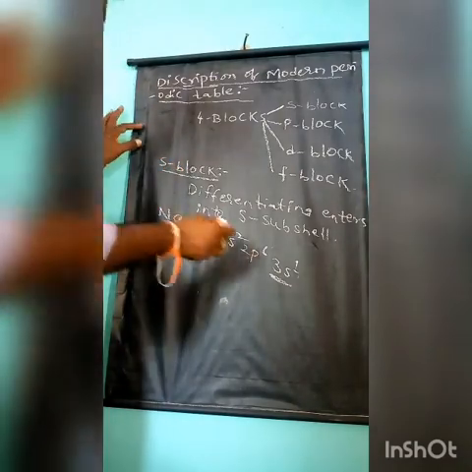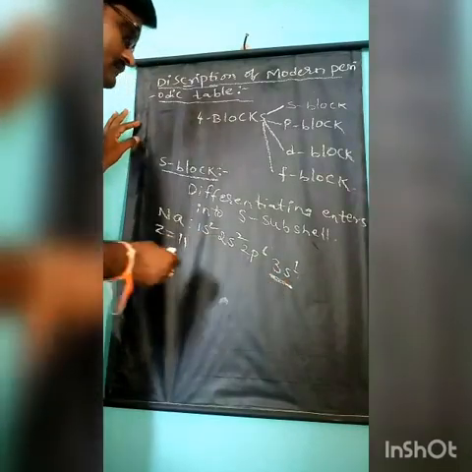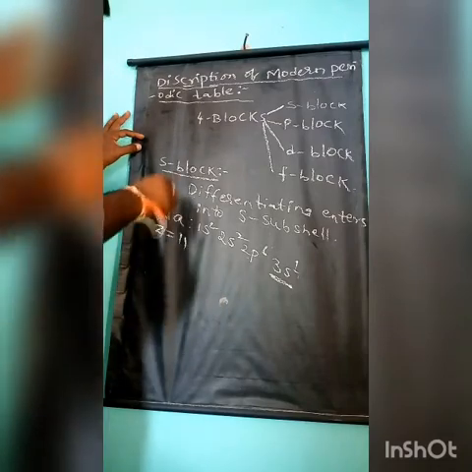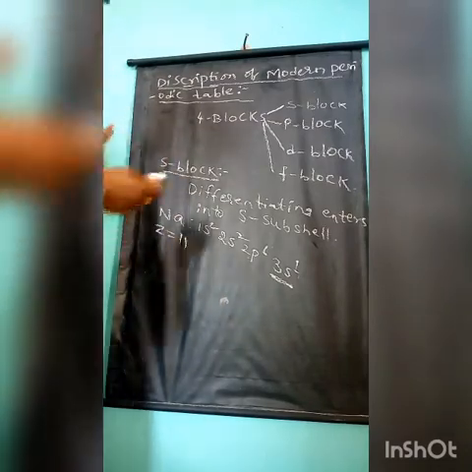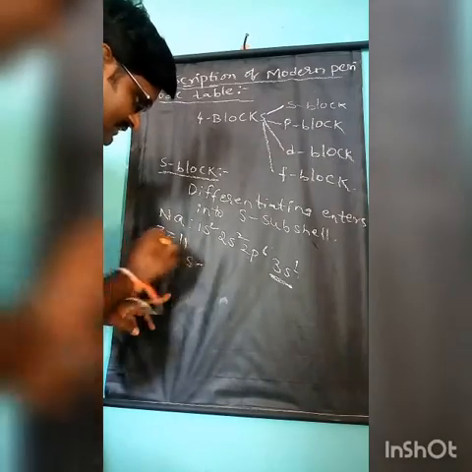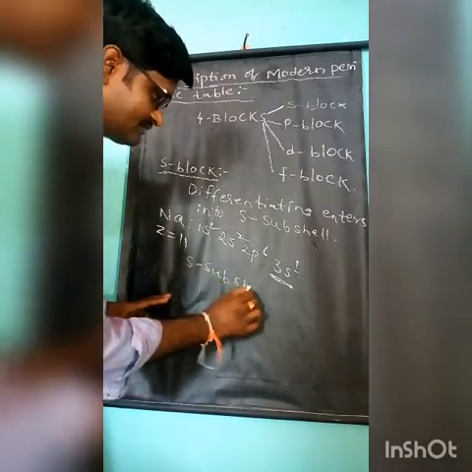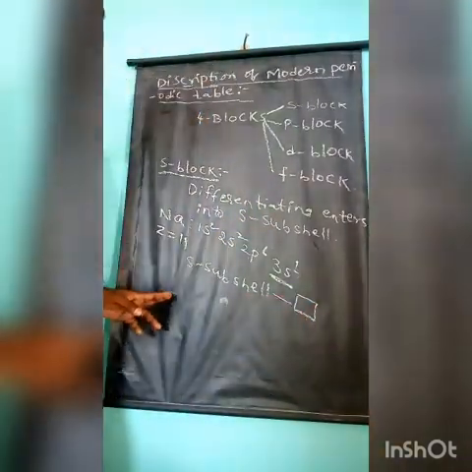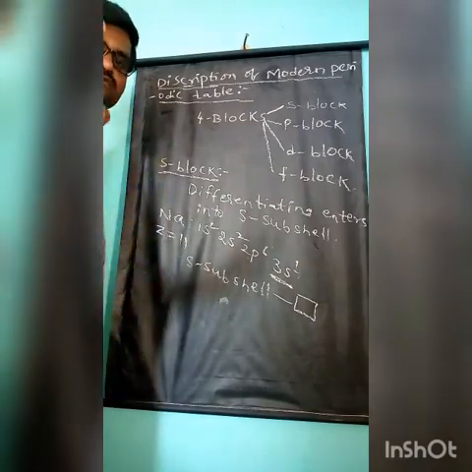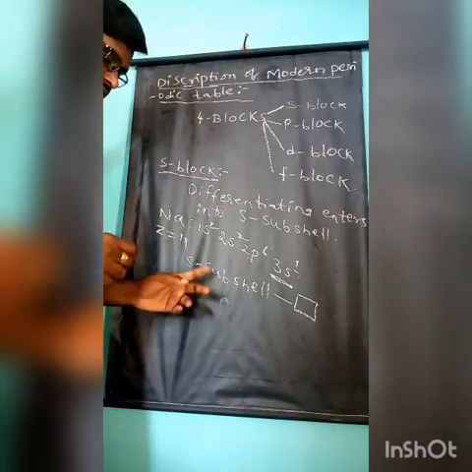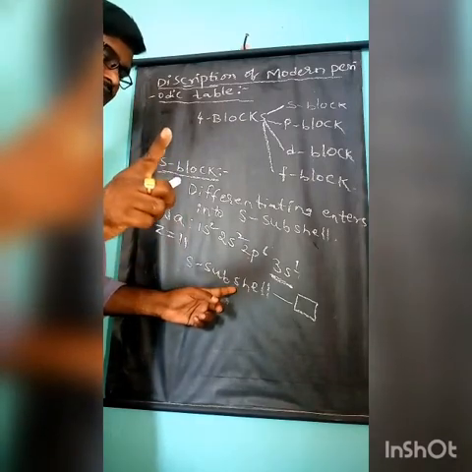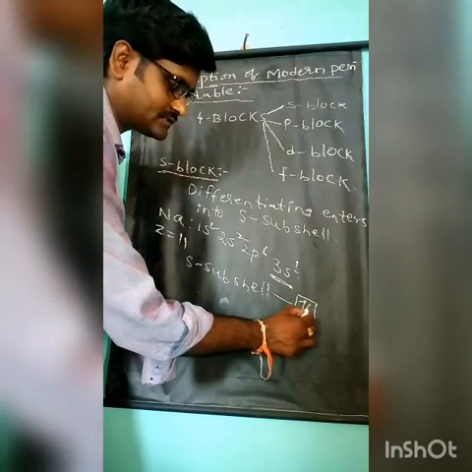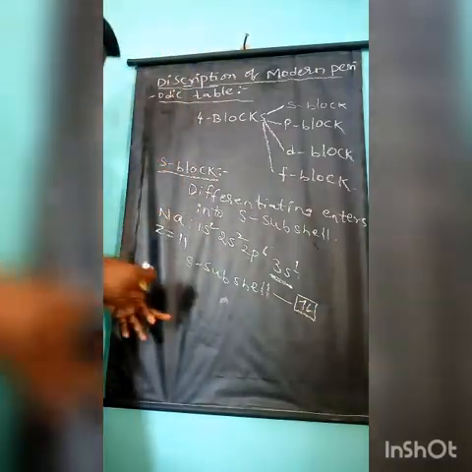Clear? So sodium belongs to S block, potassium belongs to S block elements. Totally, how many groups does this S block contain? Let me determine. The S subshell contains one orbital, that is called the S orbital. Each orbital can accommodate 2 electrons. S subshell contains only one orbital, which can accommodate 2 electrons. So that's why S block contains 2 groups.